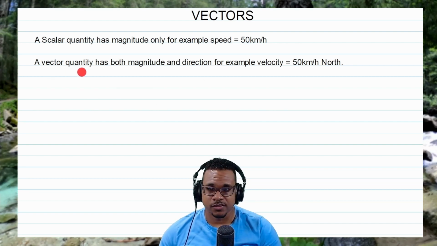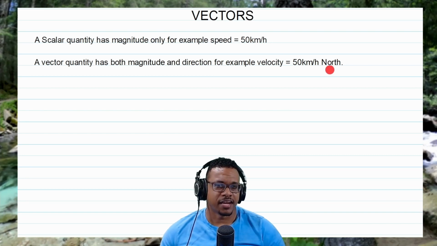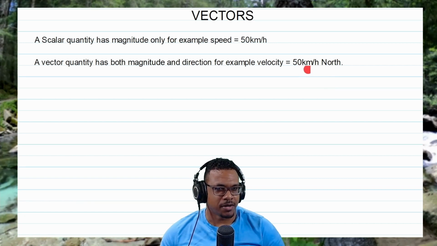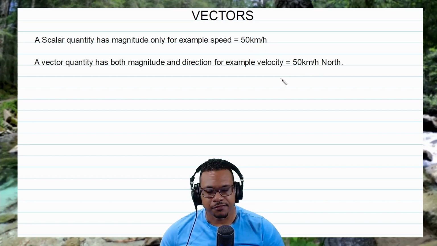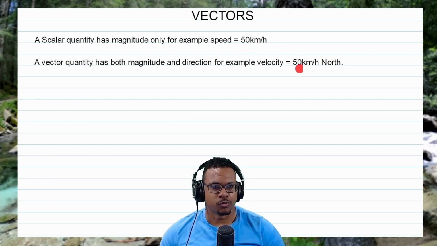But a vector quantity has both magnitude and direction. For example, velocity. We have the same magnitude of 50 kilometers per hour, just like speed, but now we have a direction attached to it. So 50 kilometers per hour is the magnitude and north is the direction. So now you can compare the two and you can clearly see the difference between a scalar quantity with magnitude only and a vector quantity with both magnitude and direction.